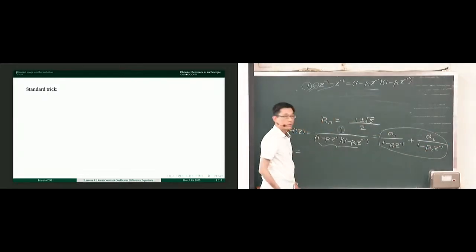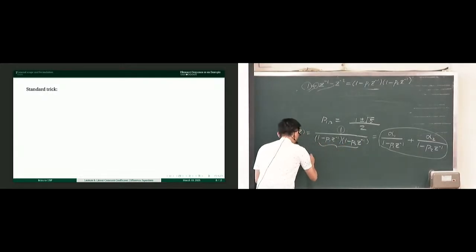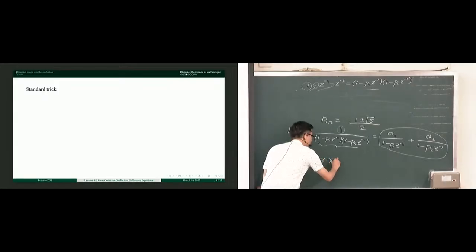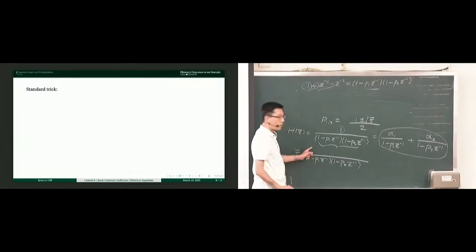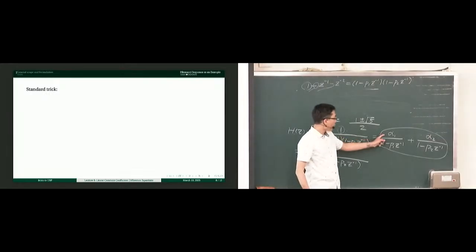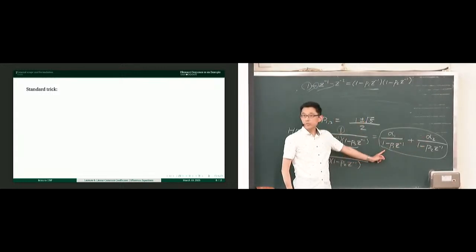One possible way is to just keep playing with this expression. If the equality holds, then the bottom should be 1 minus P1 z inverse times 1 minus P2 z inverse. Let's put the two terms back together again. On top, what do we have? We should have alpha 1 multiplied with that plus alpha 2 multiplied with that.